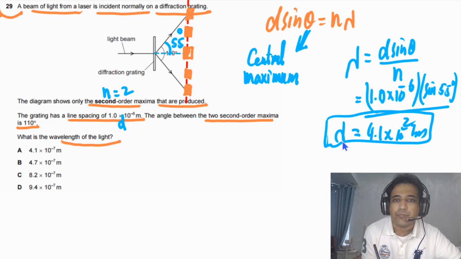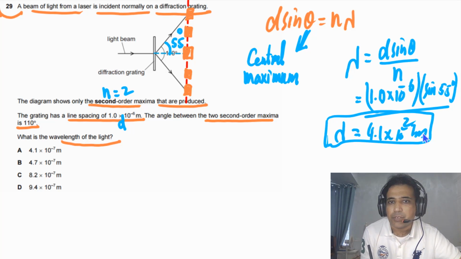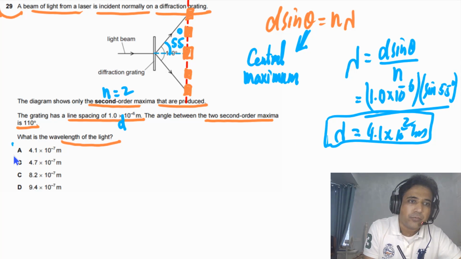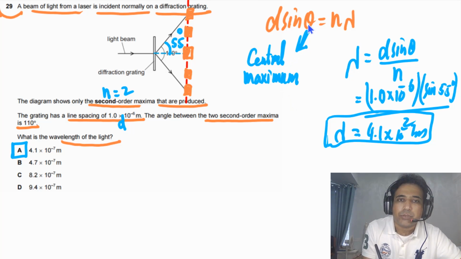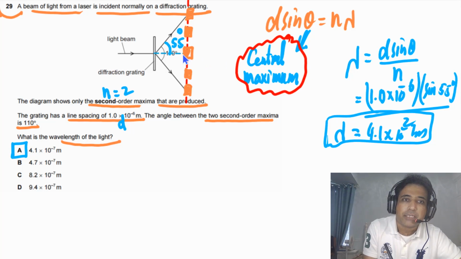So this is how you can find out. So 4.1 times 10 to minus 7 meters. So the answer for this question is A. Only the key concept you need to understand is from where you have to measure the angle. The angle you have to measure from the center maxima, means from this maximum.